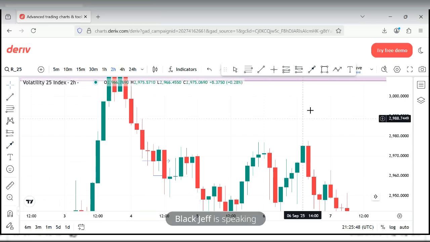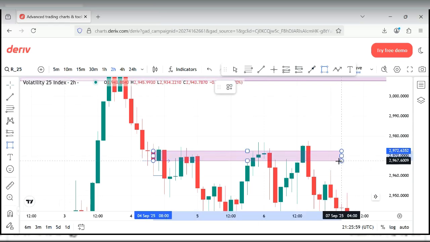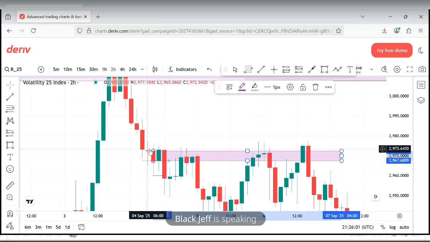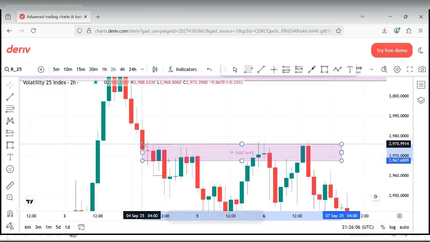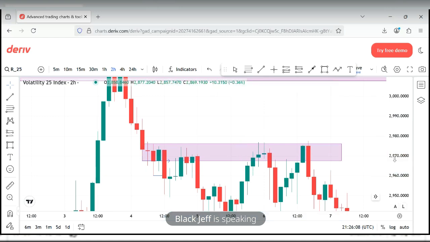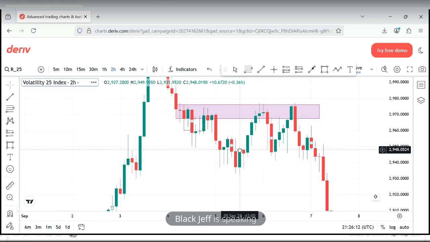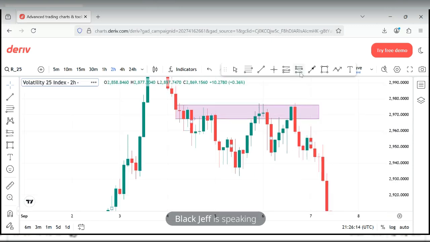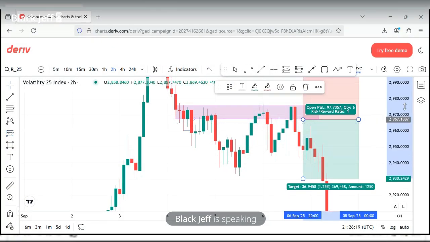Because there's a break of structure, we will now take the two candles that form the key level. We'll draw the body of the two candles that form the key level, and cover it up to the wick for safety reasons. After covering it up to the wick, we can now take our entry from there. Where's my short? Take your entry from here.